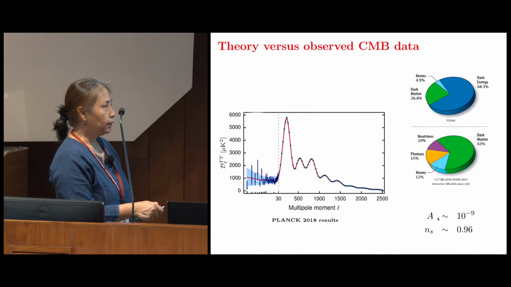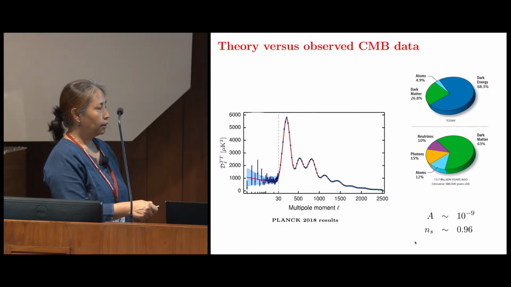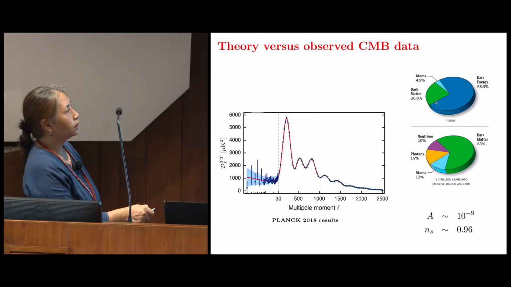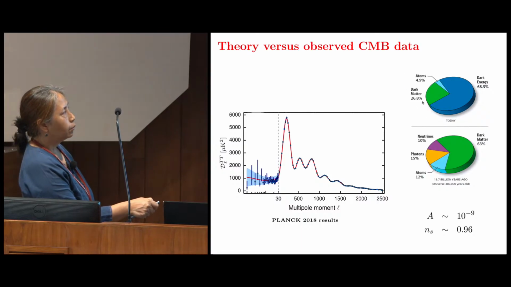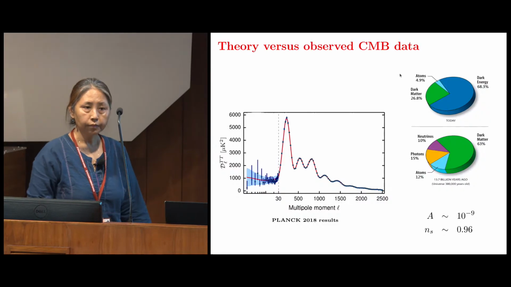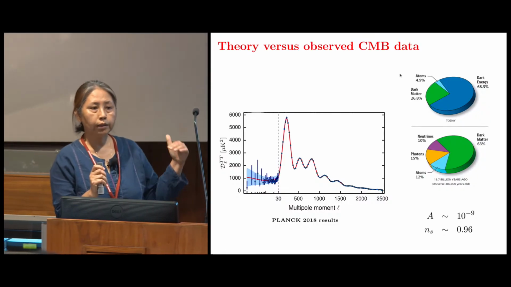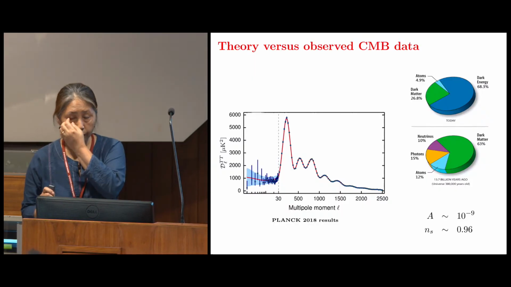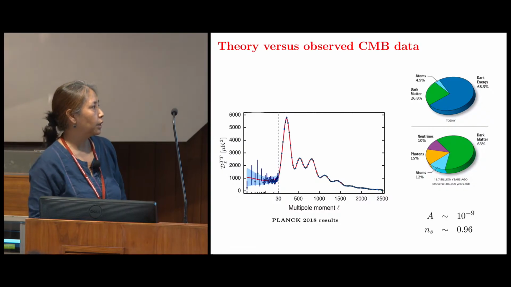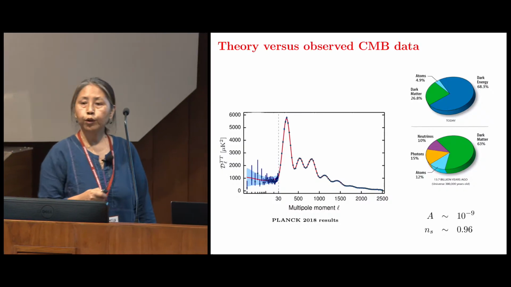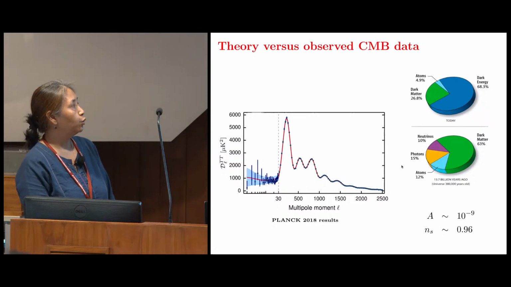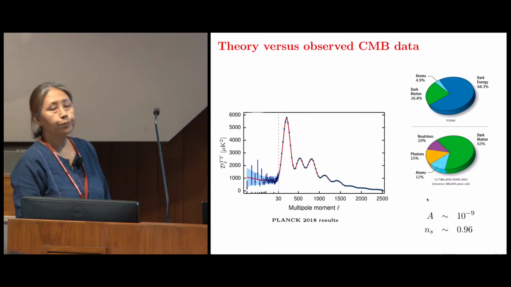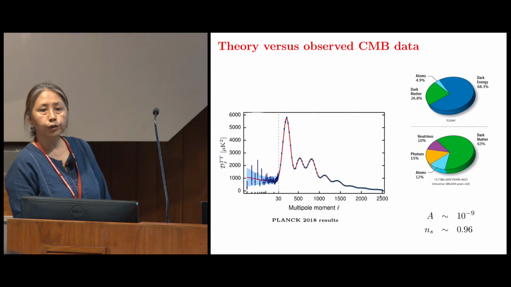So A is supposed to be 10 to the power minus 9, NS is 0.98, and the fractions of lambda, dark matter, baryons are given here. So this is how we determine these cosmological values. But I have not told you about tau, the epoch of reionization, which I will come to later. Yesterday you were asking about what more can you do with the CMB. You can see how good the fit is. So now the question is, why are we limited at 2500?